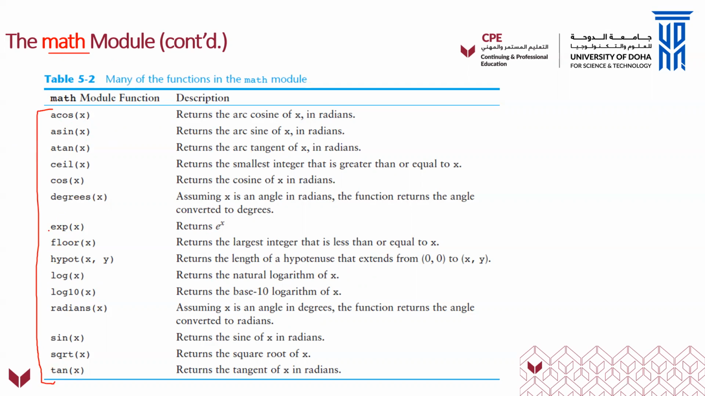And we practice on math.sqrt. So it will return the square root of x. In our example, x is replaced by 9, and we got 3. Log x will return the natural logarithm of x. Log10 x will return the base 10 logarithm of x. Floor x will return the largest integer that is less than or equal to x, and so on.